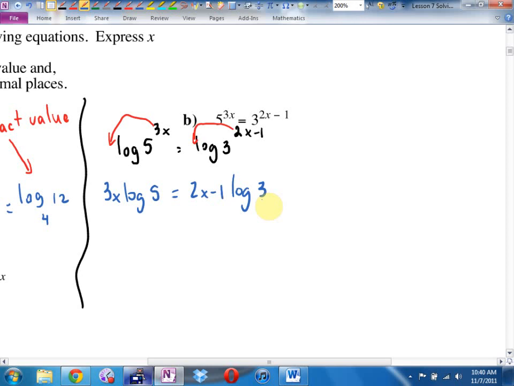I'll give you a hint. It's the right-hand side where the mistake occurred. What was the exponent on the right-hand side to begin with? How dare I write that without brackets? That was the exponent, was it not? I see that all the time, though. In fact, I have to be honest, I'm a little flabbergasted that nobody picked that up.